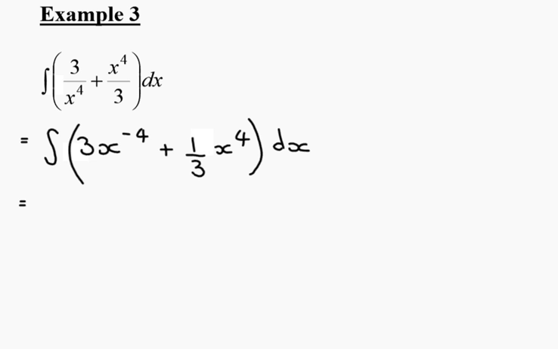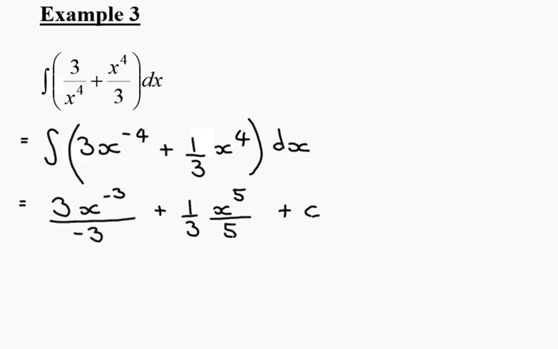Okay, so when we integrate something with a constant, the constant comes out. Then I've got x, and I add 1 to negative 4 to get negative 3. And let's actually extend that line straight away now. We divide by negative 3. Great. Next one, plus that third comes out. Then I add 1. And I divide by what I've added as well. Don't forget your constant of integration.